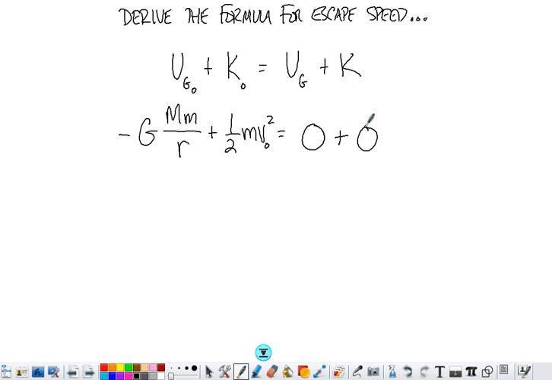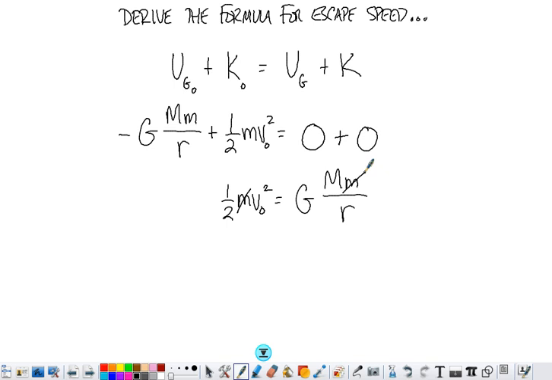So at this point, all we have to do is rearrange our expression solving for v sub 0, which would be our escape speed. So adding the gravitational potential energy over to the right-hand side gives us 1/2 m v initial squared equals G, big M, little m, over R. You can see here that the mass of the object that is escaping doesn't matter.